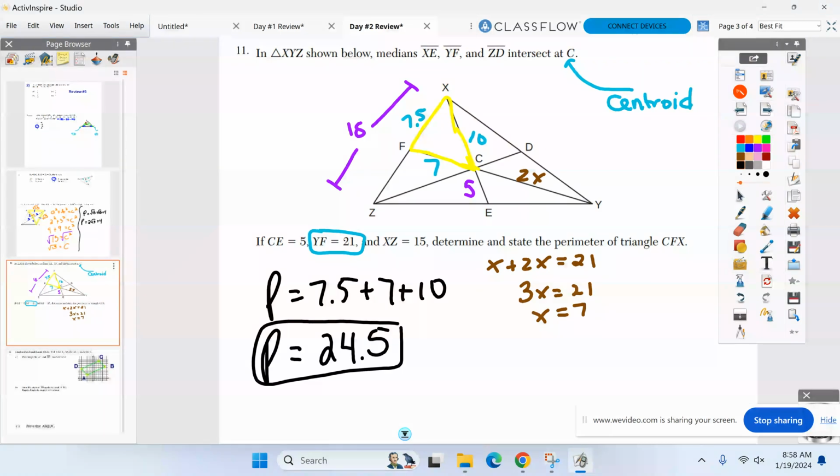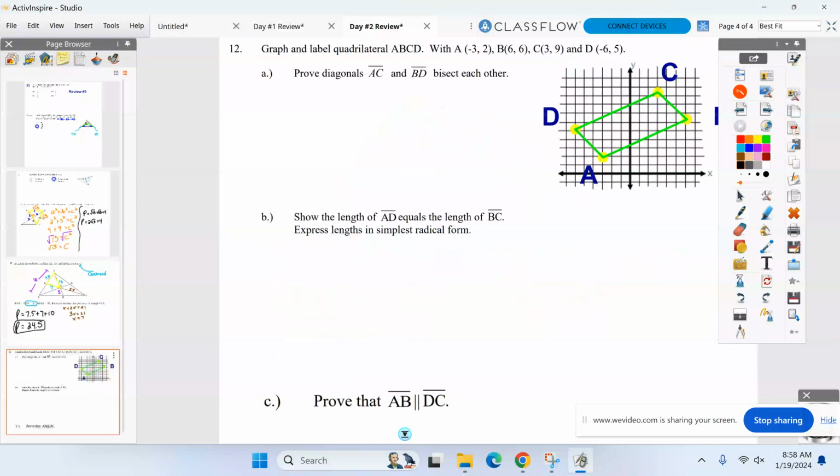All right, we got one more here before I'm done for the day. Number 12. Number 12, go ahead and graph it.